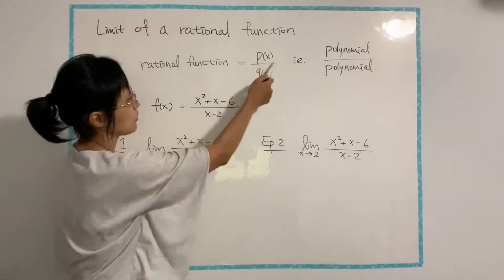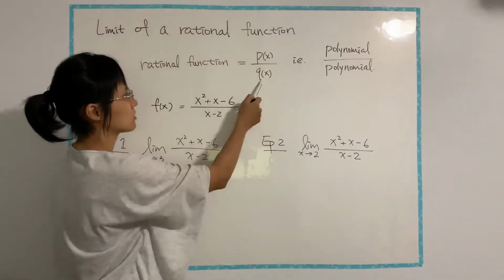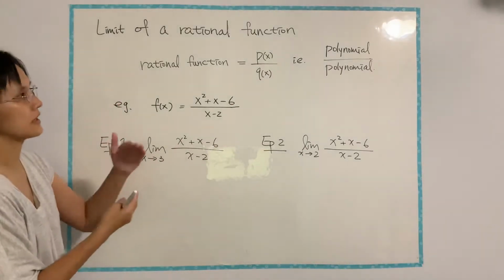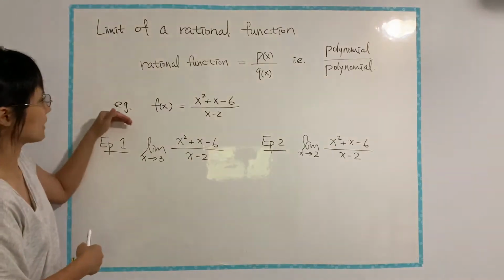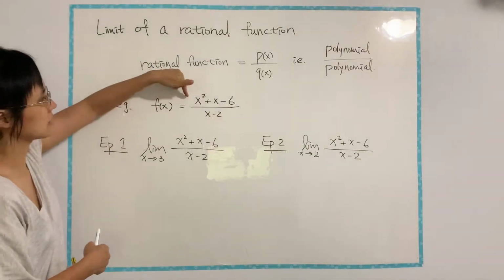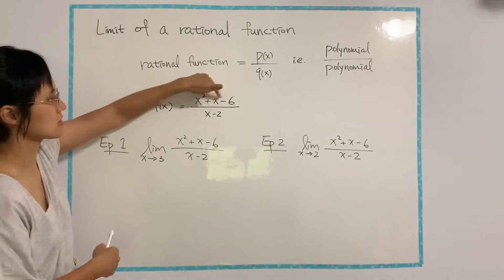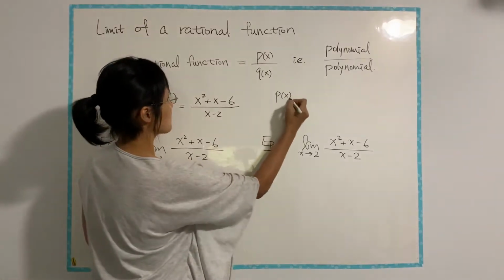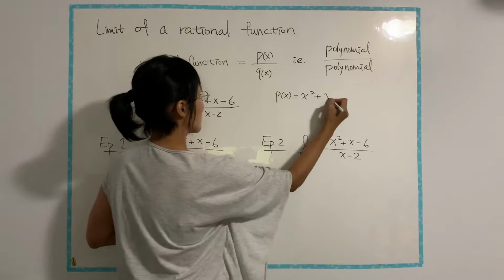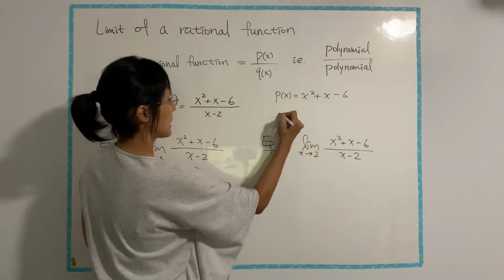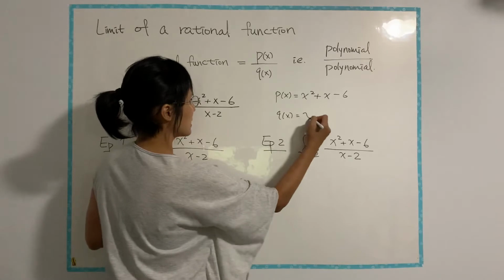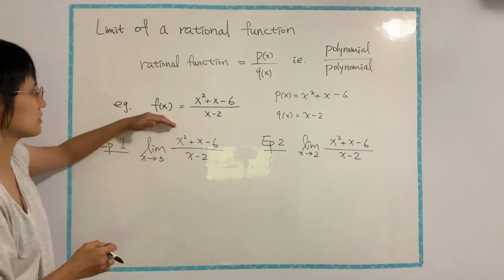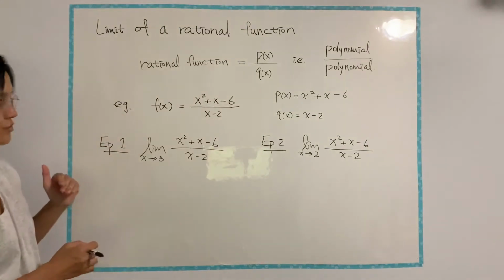So I can call the top one p of x and call the bottom one q of x. It's just easy if they have names. So for example, if I have a function f of x defined as x squared plus x minus 6 over x minus 2, then I know that the top function p of x here is x squared plus x minus 6. This is a polynomial, and the function on the bottom is simply x minus 2, a polynomial as well. So we know this function f of x is a rational function.